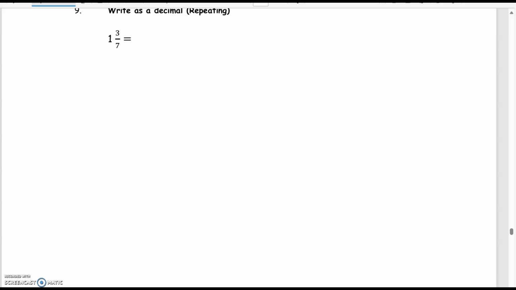So now we have 1 and 3/7. So we know that the whole number we do not touch, do not change it to an improper fraction. 1 and, so the minute I say the word and, I put a decimal point, and the decimal portion of the number is going to come from the fraction 3/7.